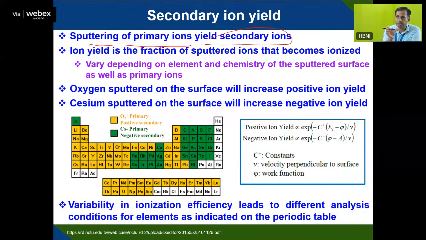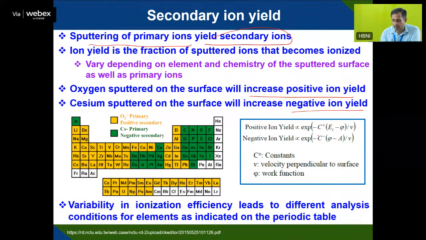It also depends on the intensity of the primary ions, and on the sample surface, whether it is rough or smooth, or the elemental structure of the sputtered surface. In all these techniques, the secondary ion yield depends on that. Oxygen sputtering on the surface increases the positive ion yield, whereas cesium sputtering on the surface increases the negative ion yield.